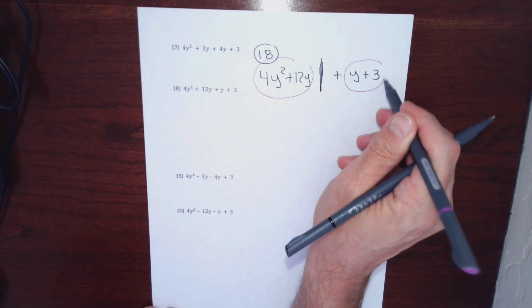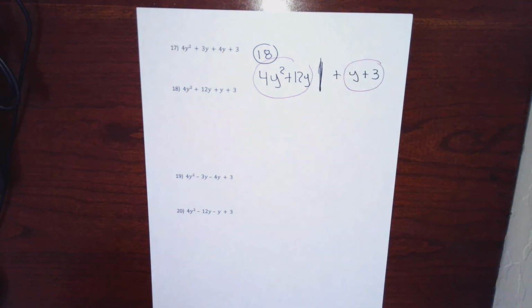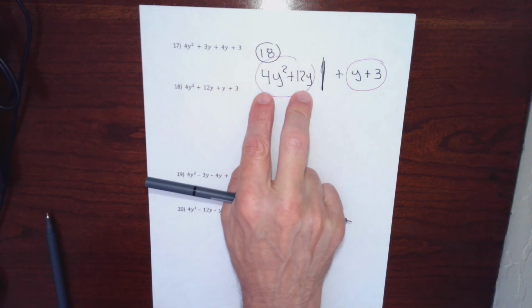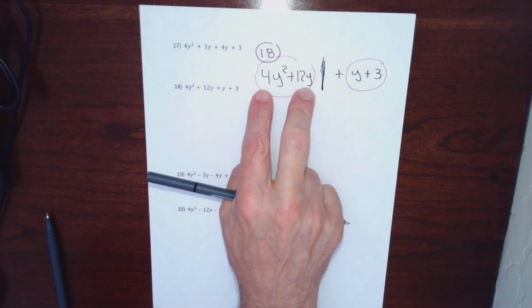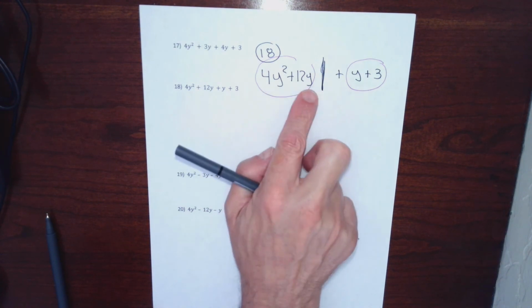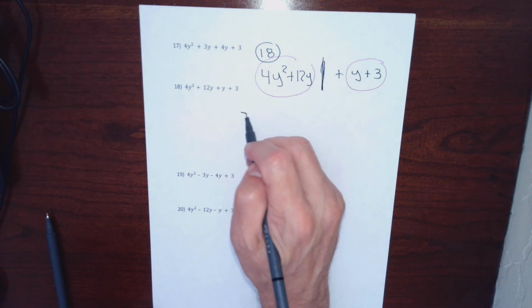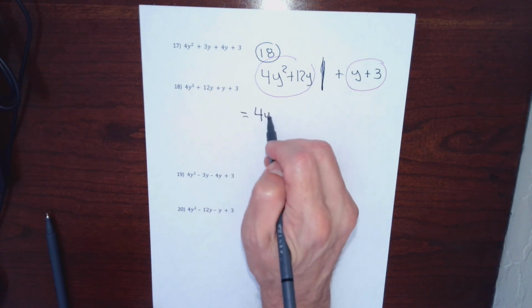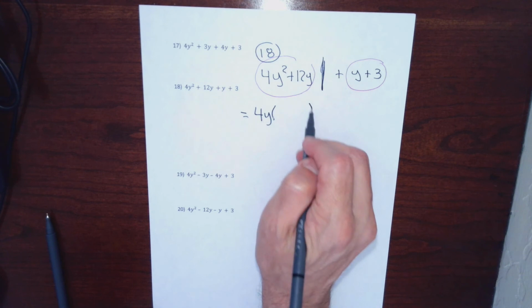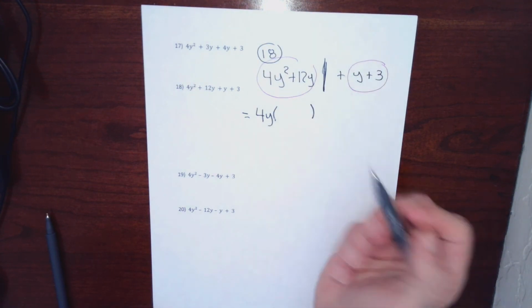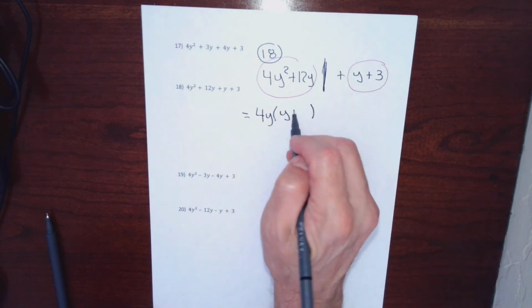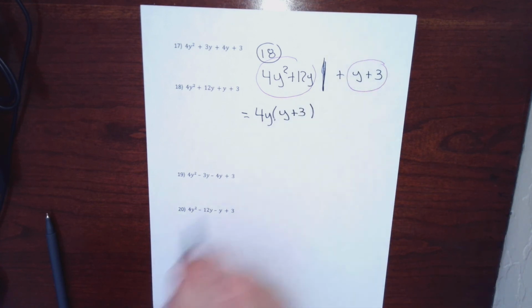So in problem 18, I split my halves, made a left and a right half. Left half is nothing fancy. 4 is the biggest number that divides evenly into 4 and 12. Both terms have a y. The smaller of the exponents is that y to the first power. So for my first factoring, I'm going to factor out a 4y, which makes me divide the numbers by 4 and take a y away. That leaves me with y plus 3.